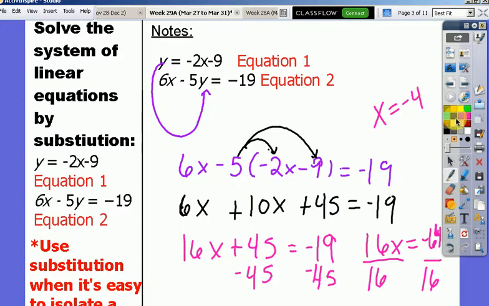Alright, so now all we're going to do is we have to solve for y still, right? So we're just going to pick the easiest equation, which is this first one. Y equals whatever our x is times negative 2, minus 9. So y equals negative 2 times, what's our x that we just solved for? Negative 4, minus 9. What's 8 minus 9?